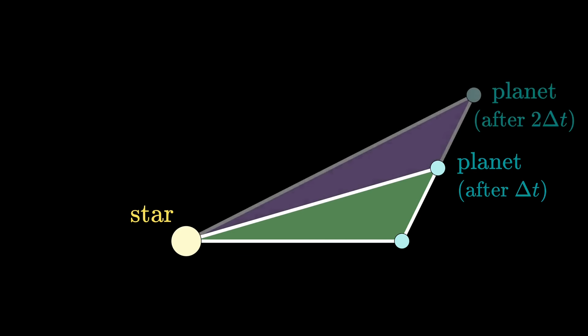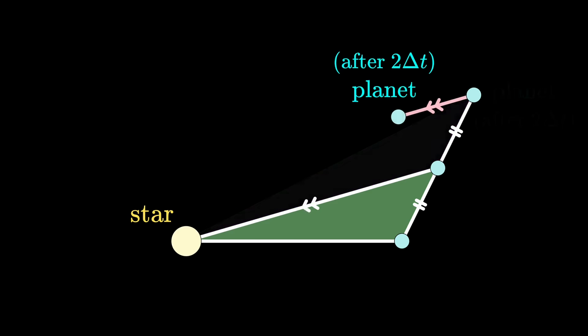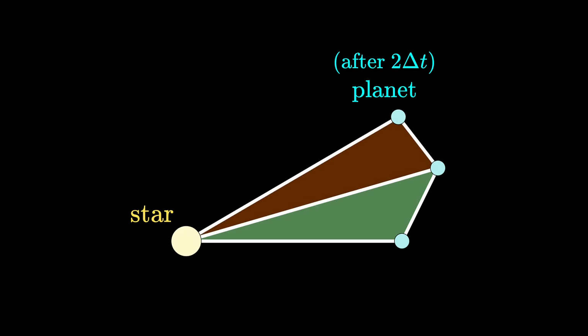If there had been no force acting on the planet, it would have moved the same distance for the next delta t period. The area swept in these two time frames would have been equal, as both the base and height match each other. When gravity kicks in, the position of the planet after 2 delta t would change slightly, but since gravity pulls the planet towards the star, the change is parallel to the line at time delta t. So the brown region is the area swept for the second delta t time period.